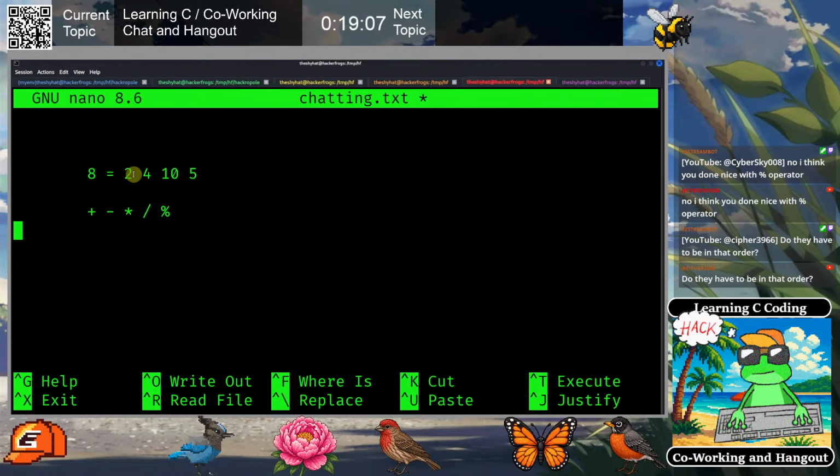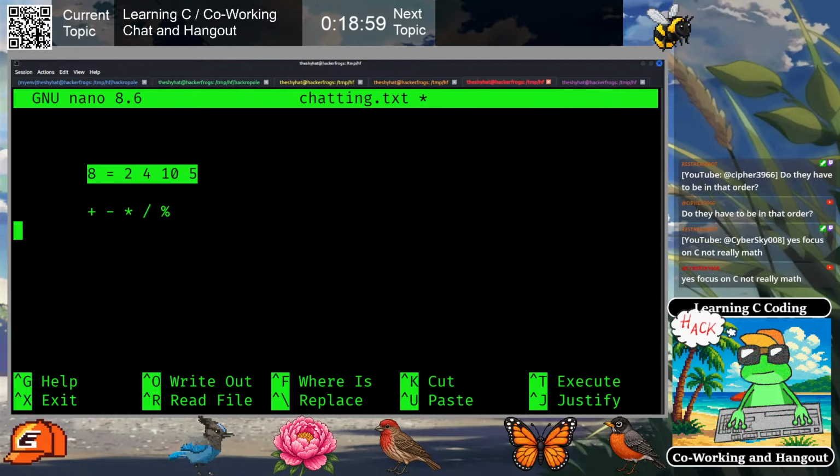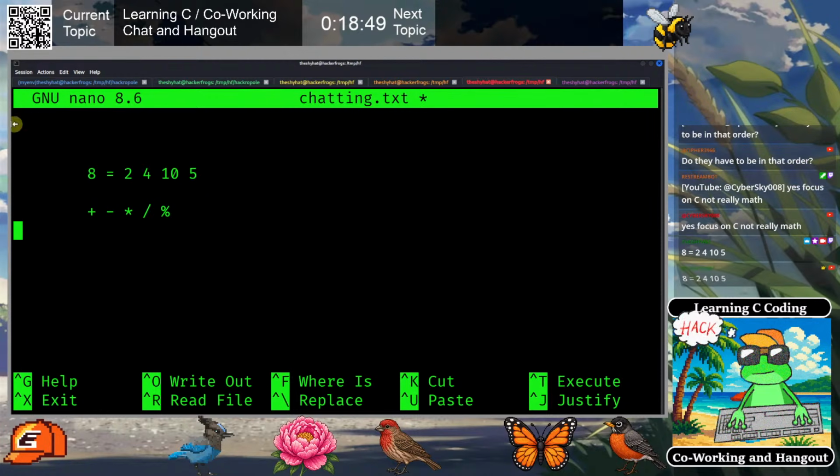They do have to be in, the numbers do have to be in this order, but we can put different operations between them. If you guys want to try it out yourself, yeah, focus on the C. 8 equals 2, 4, 10, and 5, and then you have to do some operations between these.